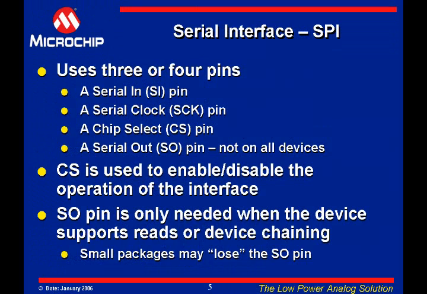The SPI interface is also an easy interface. The device requires a minimum of 3 pins. These are the serial in pin, or SI, the serial clock pin, or SCK, and the chip select pin, or CS. The serial out pin, or SO, is not required to be implemented, but then the ability to read the contents of the device or to serial chain devices is lost.